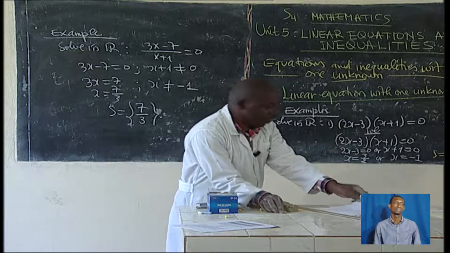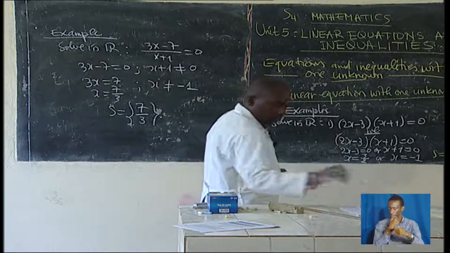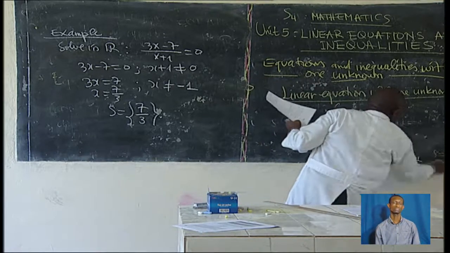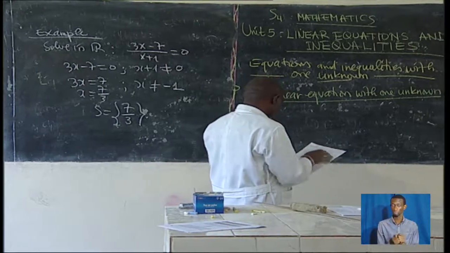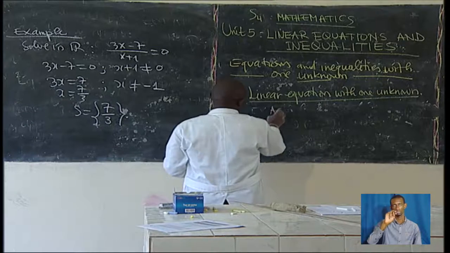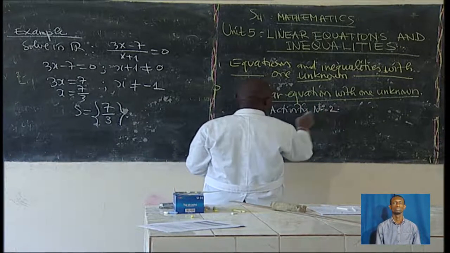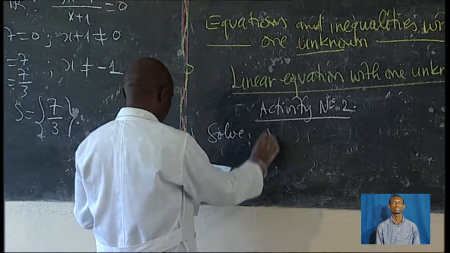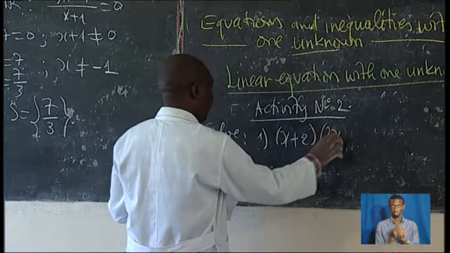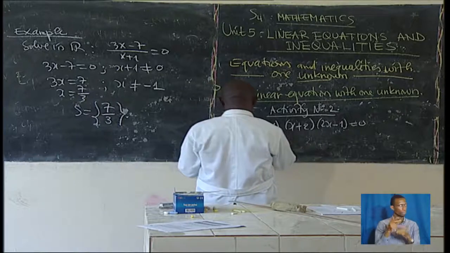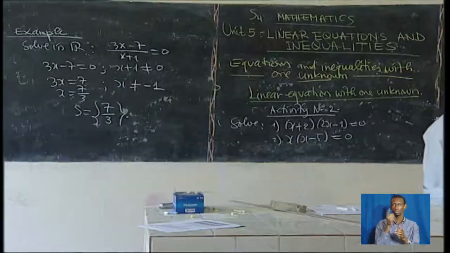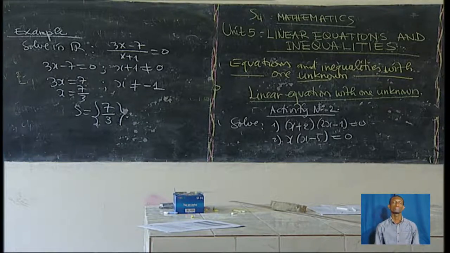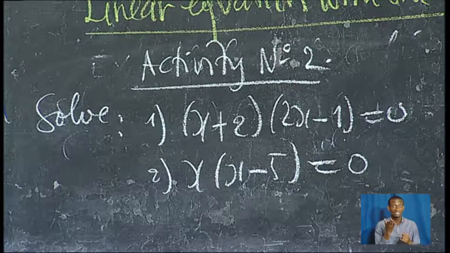Now, let me give you a simple activity. Get your exercise book for 1 minute to solve these equations: x plus 2 times 2x minus 1 equals 0, and x times x minus 5 equals 0. We have just 1 minute. Go ahead. Are you done? Yes, few seconds.